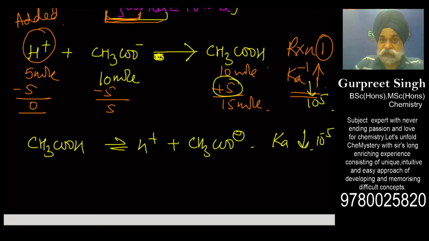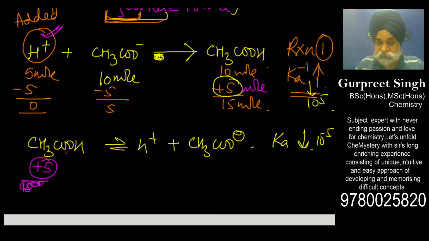So here, these 5 moles which we have got from the previous, in total you have 15 moles, but I am just concentrating on the new acetic acid which we have formed. These 5 moles of acetic acid I actually made from the 5 moles of H+ which has been added to this solution.